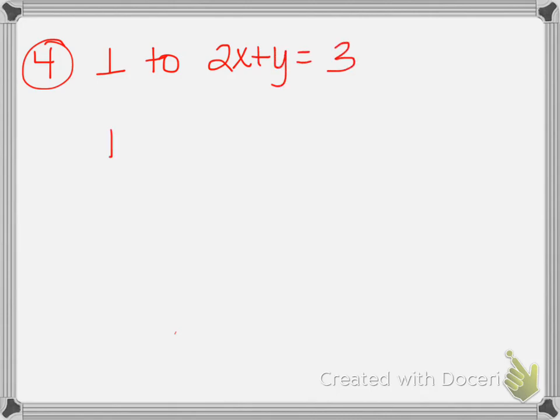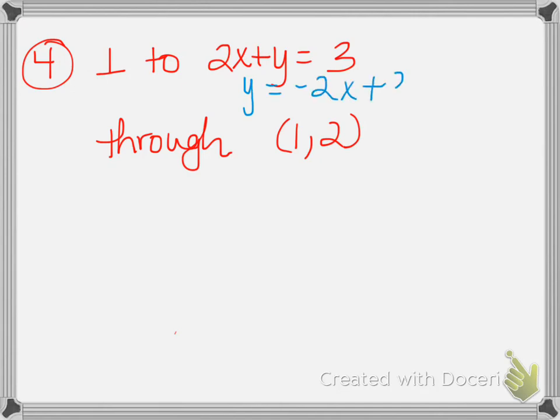Okay. Lastly, let's say it was perpendicular to 2x plus y equals 3, and we want it to go through 1, 2. First, we're going to solve this for y. y equals -2x plus 3. The slope of this line is -2, but with perpendicular, you have negative reciprocals, so the slope of the line that we really want, we flip the 2 to make a half, and we change the sign. Since that's negative, the slope we want is a half. It's called negative reciprocals. You flip and change the sign.